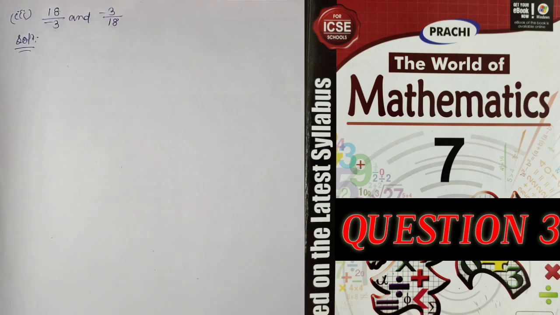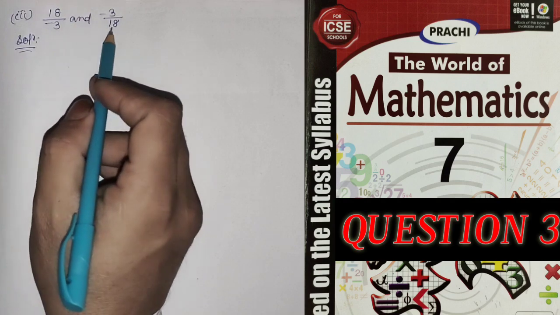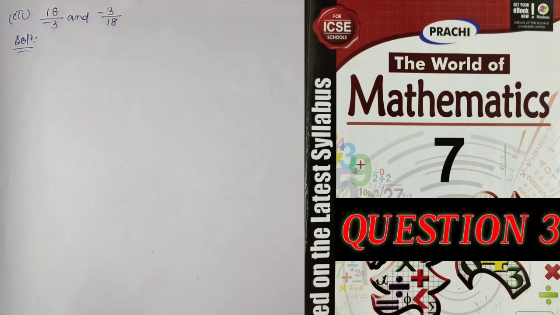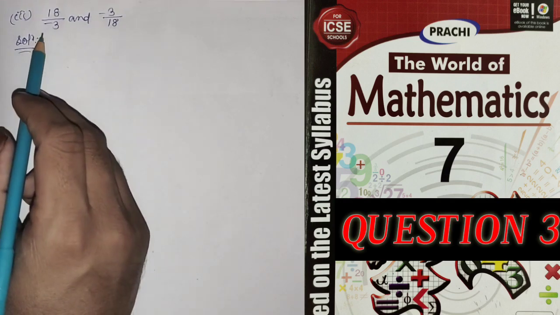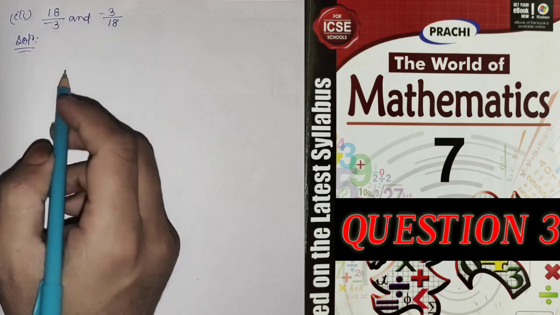Now question number 3 is given: 18 by minus 3 and minus 3 by 18. Next, 18 by minus 3 and minus 3 by 18.